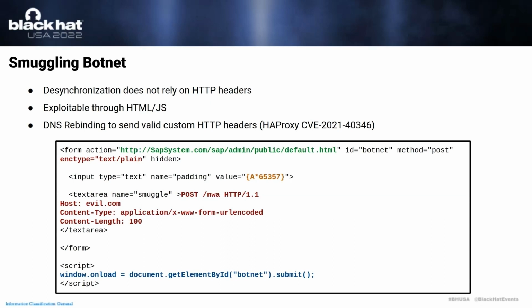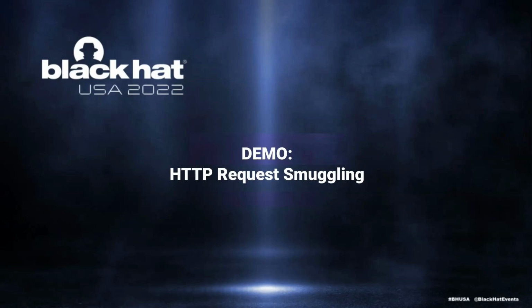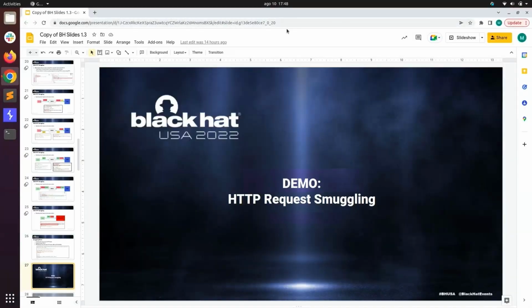And we can also use this kind of attack in other vulnerabilities, like the one found last year in HAProxy, which again did not require any strange or invalid HTTP header, or in any case a forbidden header like a Host or a Content-Length header. So we will be able to use the same technique, but in this case using DNS rebinding to allow the browser and the JavaScript to send the extra headers. I'm going to show now an example of this.